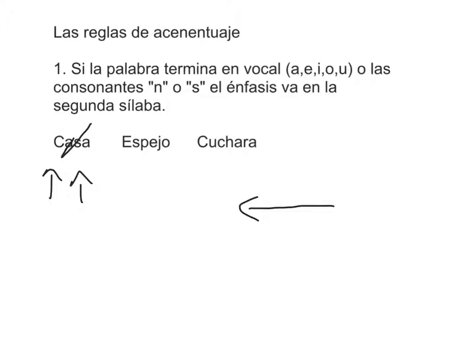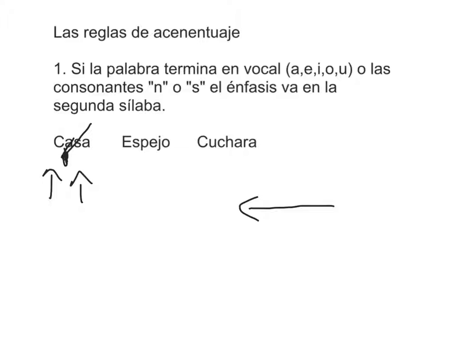So again, this says if the word ends with a vowel or the consonants N or S, the natural stress goes on the second or the penultimate syllable. So that would be this A right here. And when you pronounce the word casa, you say casa. Your voice naturally goes up on the A, casa. So again, there is no accent needed. If the word follows a rule, no accent is needed.